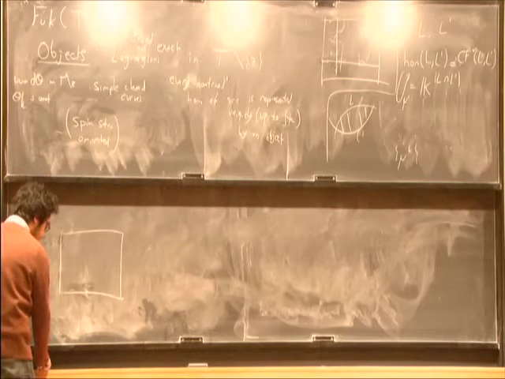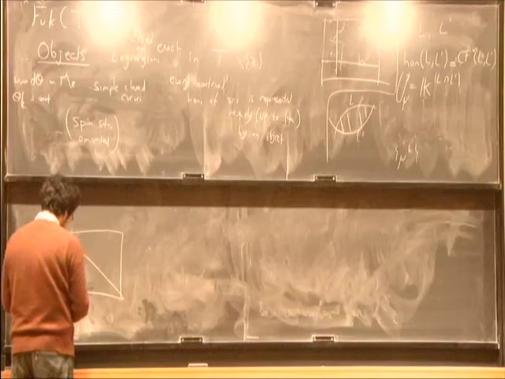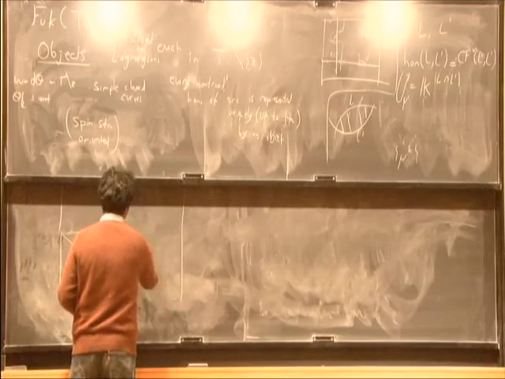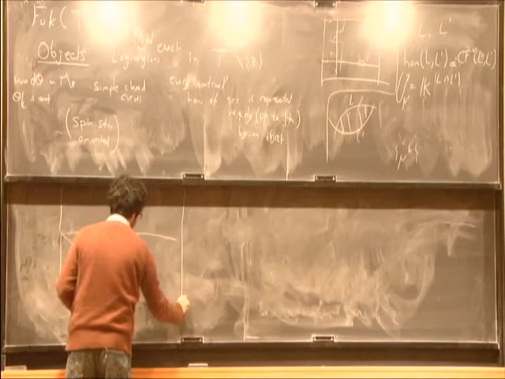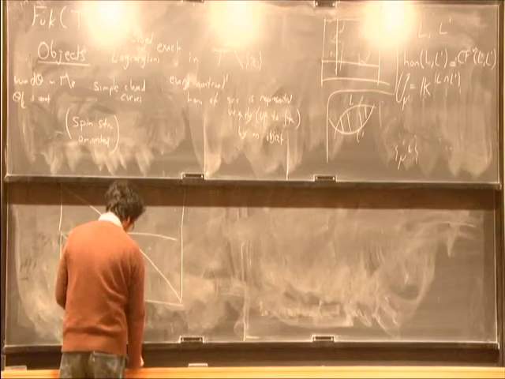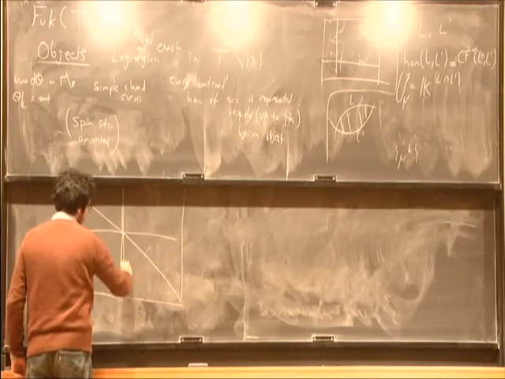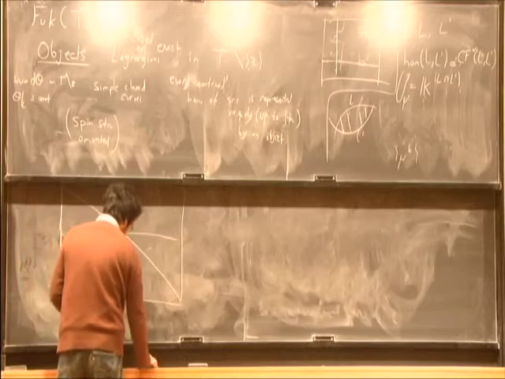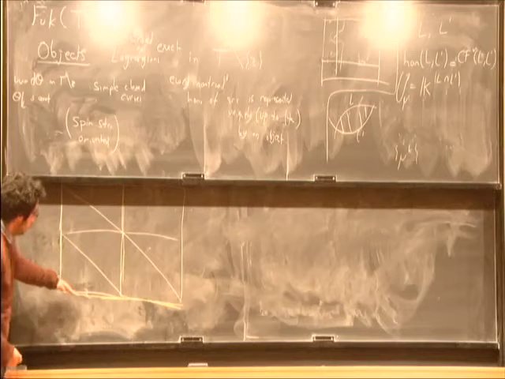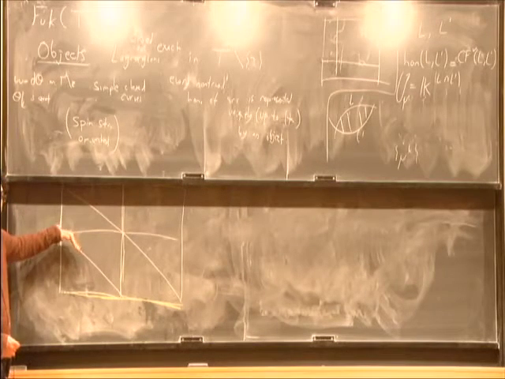So suppose I want to compute, so let's say, this is a part of the universal cover of the torus, and suppose I wanted to compute a triangle count between this horizontal Lagrangian, this vertical Lagrangian, and this diagonal Lagrangian.